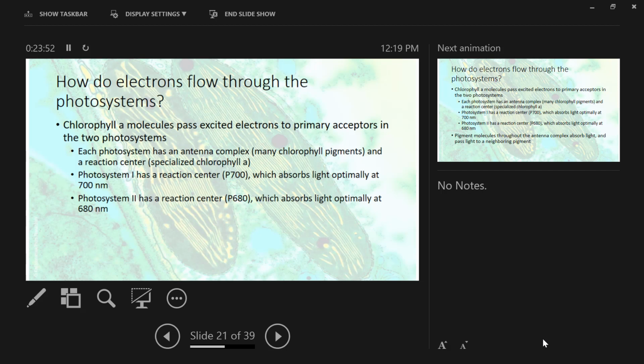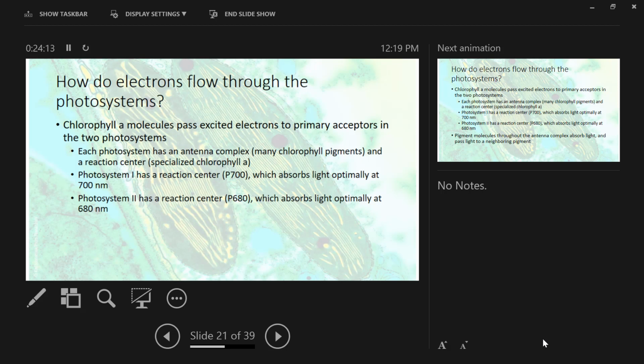This one has to strip the electrons away from water. This photosystem just needs to take the electrons from a low energy level and get them high enough to pass to the next thing in the process. It doesn't have to strip them away from water molecules, but this one does. It requires a little bit higher energy light.